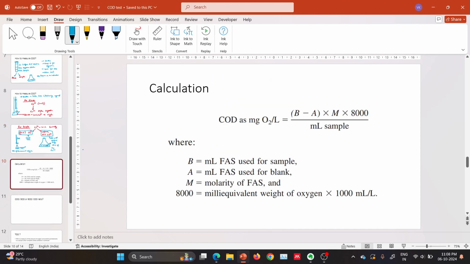So this is the calculation. Here B was 13 ml, A was 8 ml. Molarity is the molarity of FAS that we make in the lab, and this is the milli equivalent weight of oxygen, and milliliter of sample taken. We took 2.5 ml of sample. From this formula we will get the COD in milligram of oxygen per liter.